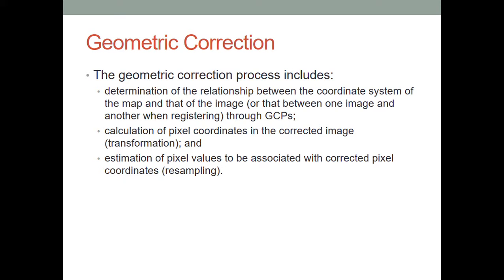So what does the geometric correction process do? The first step is to determine the relationship between the coordinate system of the map and the image, or between one image and another, when registering through the GCPs, just like what I explained just now. After that, the system will calculate the pixel coordinates in the corrected image, and then estimate the pixel value to be associated with the corrected pixel coordinates. They will do the resampling again and again until it finishes the whole image.